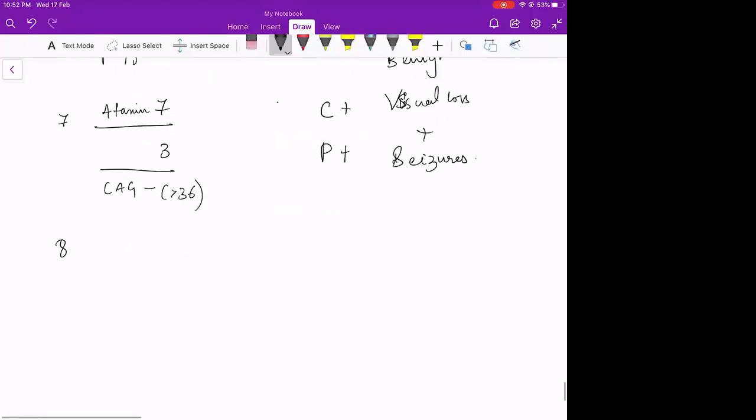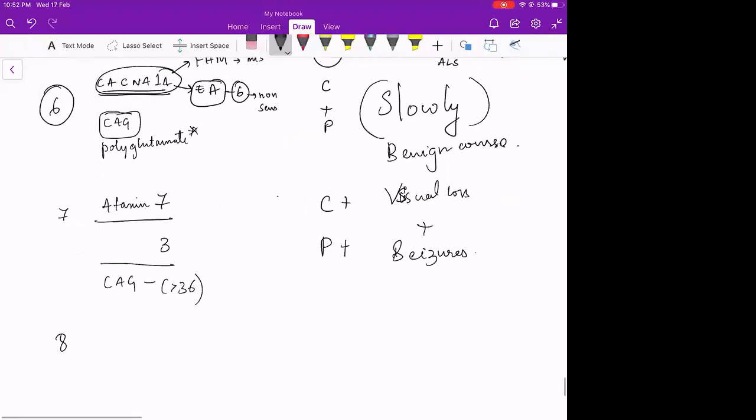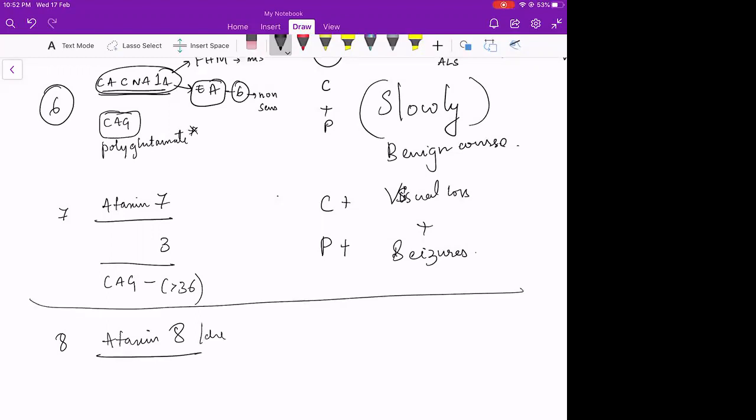In type 8, the gene affected is ataxin 8 on chromosome 13, but the only difference from all of these is that it is a CTG repeat. So the patient will have cerebellar, pyramidal, and extrapyramidal symptoms. Patient will have cognitive symptoms also.